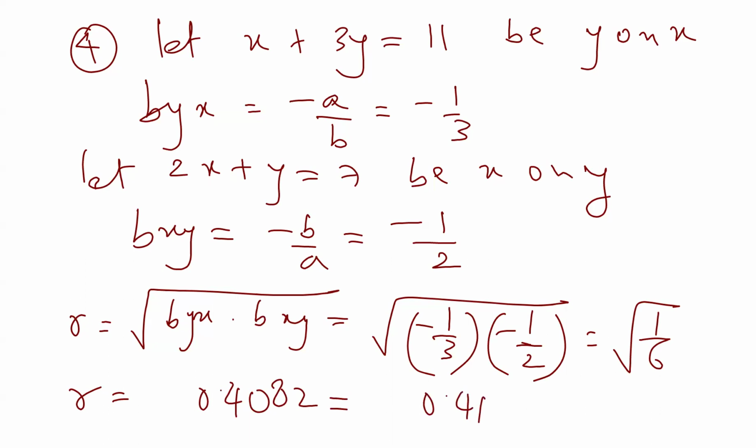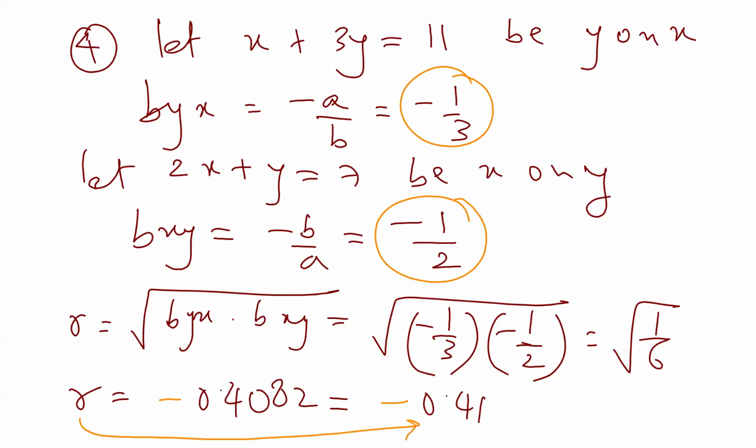But then byx and bxy are negative. So this also has to be negative. Is the answer between minus 1 and 1? Yes, the answer is definitely between minus 1 and 1. That means our answer is right. And then our assumption was also right, that the first line is y on x and the second line is x on y. So we got the value of r, the correlation coefficient, which is minus 0.41. Now something more is given in the problem.